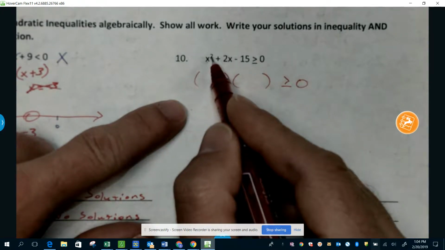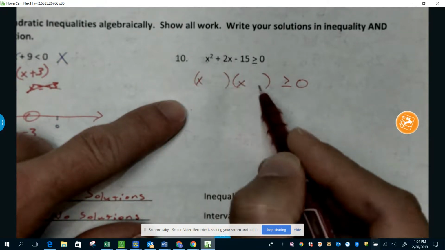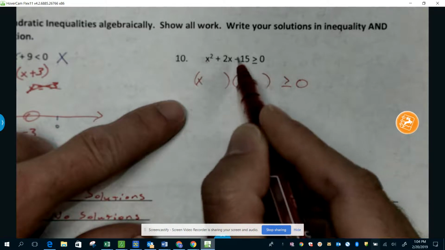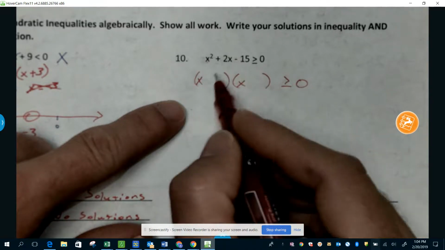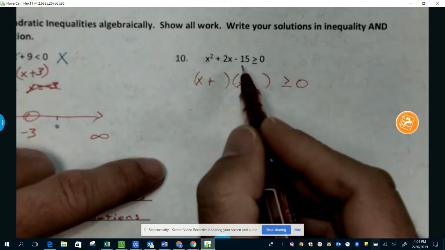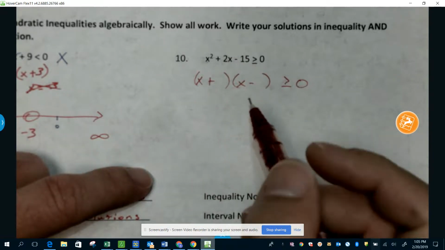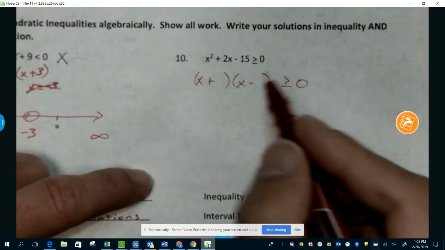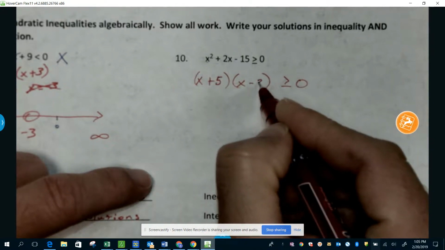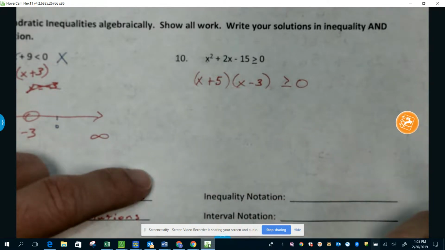In the front I've got x times x, that's what gives me x squared. My signs, the subtraction at the end tells me my signs have to be different. One's positive, one's negative. So I'm looking for two numbers that multiply to 15 and add to 2. I know 5 times 3 multiply to 15, so it's going to be positive 5 minus 3. That's what adds up to 2.